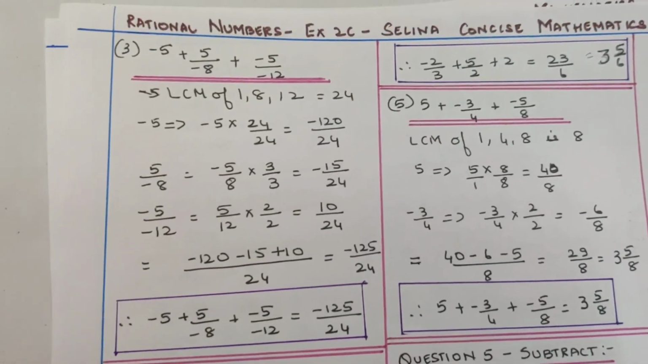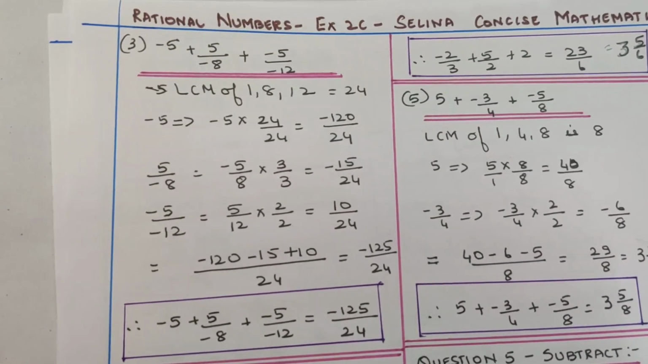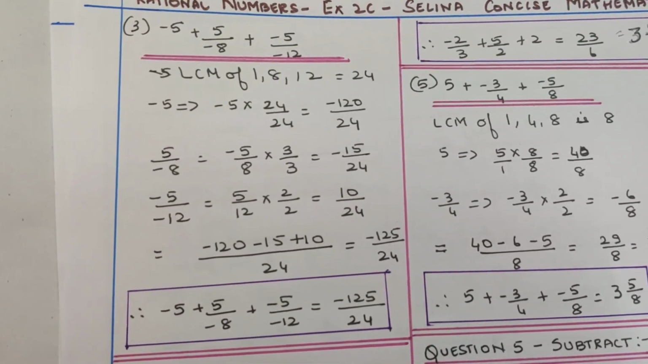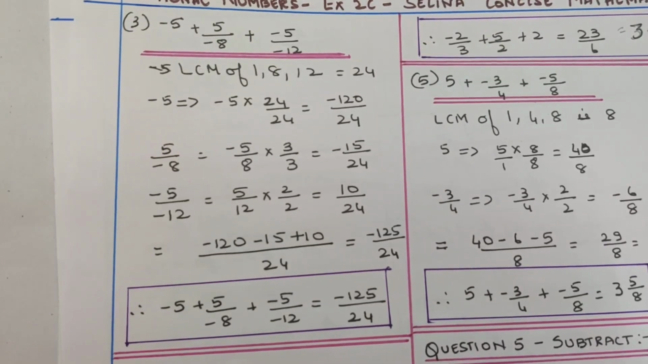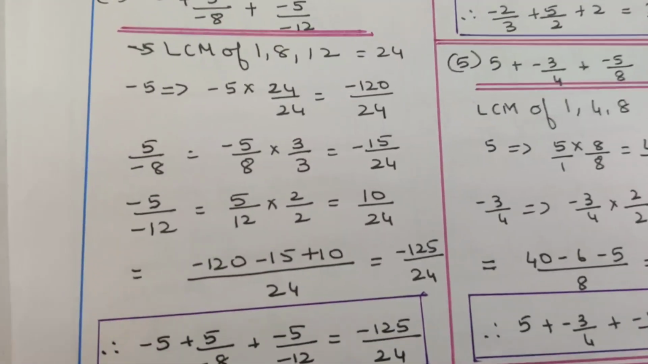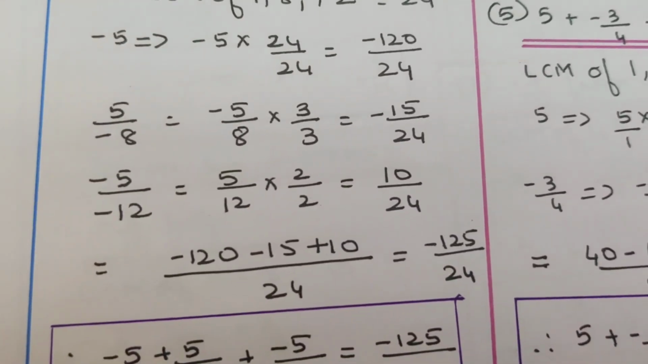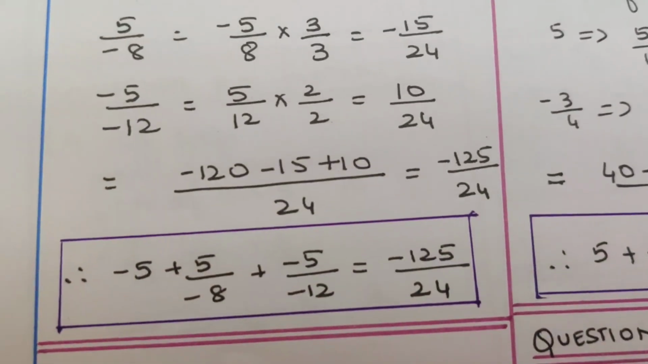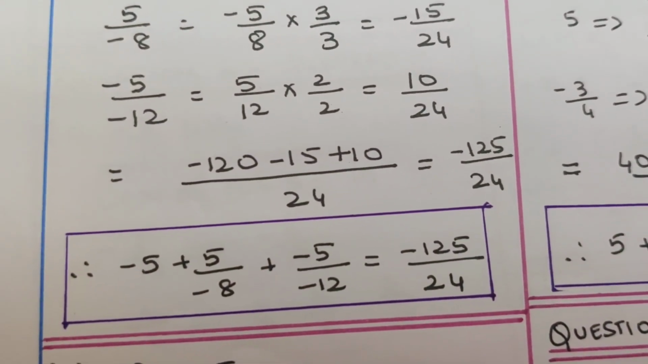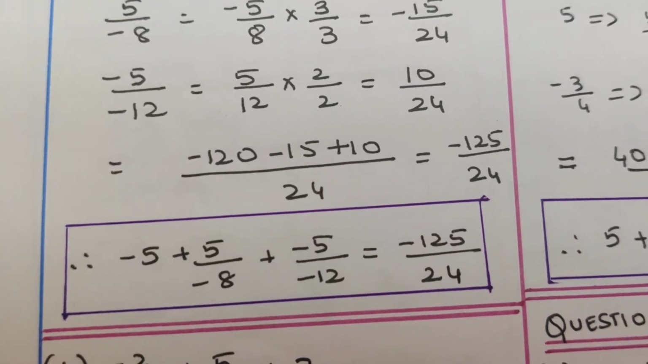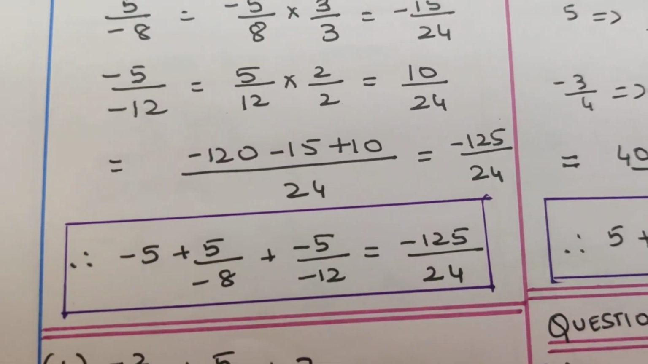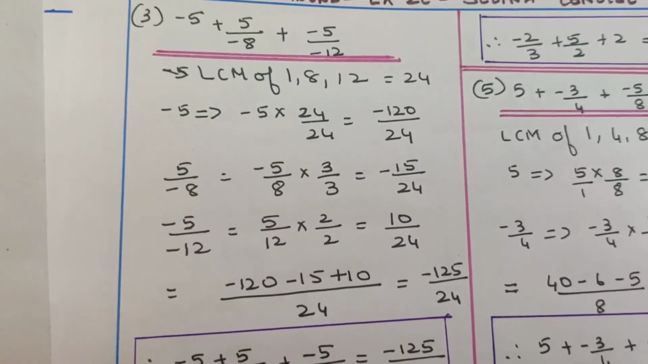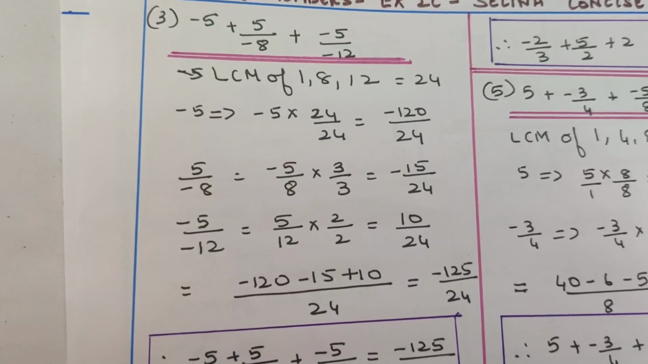I move on to the third sum, that is minus 5 plus 5 by minus 8 plus minus 5 by minus 12. Again, take the LCM since we don't have a common denominator. Convert the numbers to have a common denominator. So the numbers become minus 120 by 24, minus 15 by 24, 10 by 24. So it becomes minus 125 by 24. When you do the simplification, it's minus 125 by 24. If you want to convert into a mixed fraction, you can. Pause for a few seconds to understand my calculation.